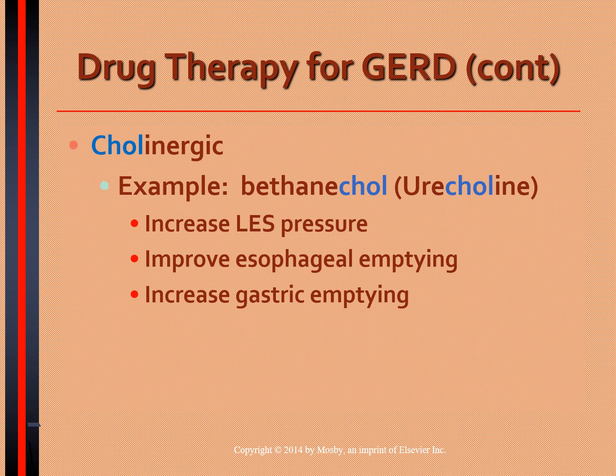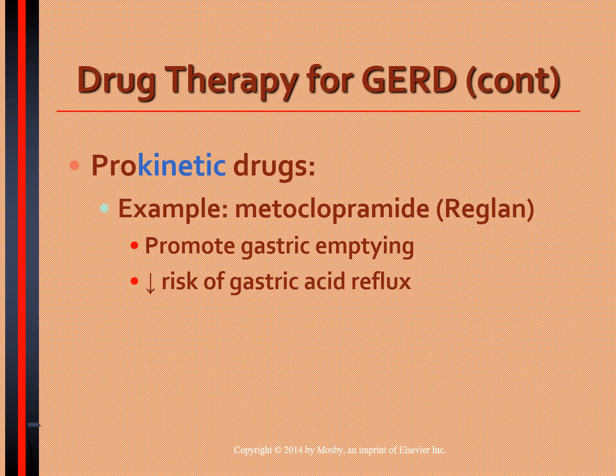The cholinergic, this could be an example of the methanochol. These increase LES pressure, improve esophageal emptying, and increase gastric emptying. So another drug therapy is the prokinetic. Remember, kinetic means movement. This is like Reglan, which promotes gastric emptying and decreases the risk of gastric reflux.